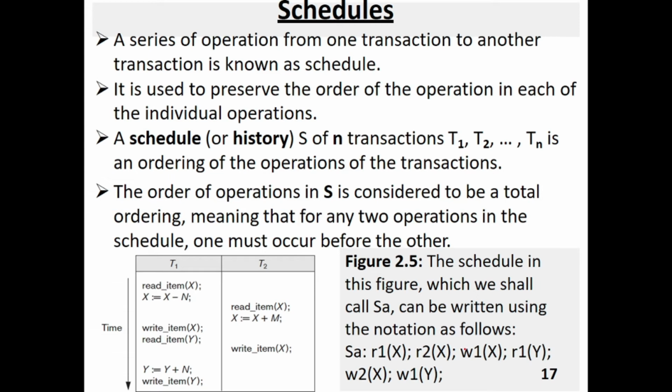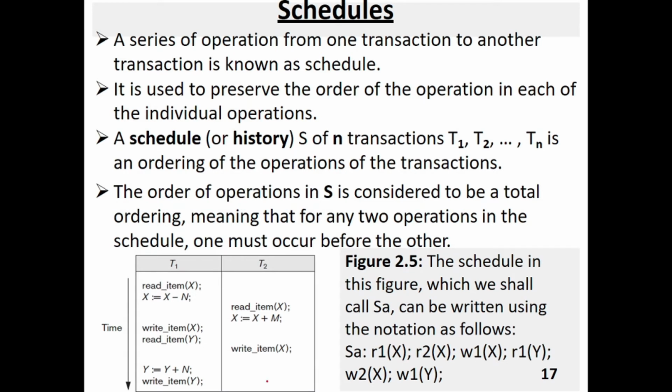The order of operations in S is considered to be a total ordering, meaning that for any two operations in the schedule, one must occur before the other. At the same time, the transactions never proceed together. After the first transaction that began finishes or terminates, the next transaction starts or begins and runs.